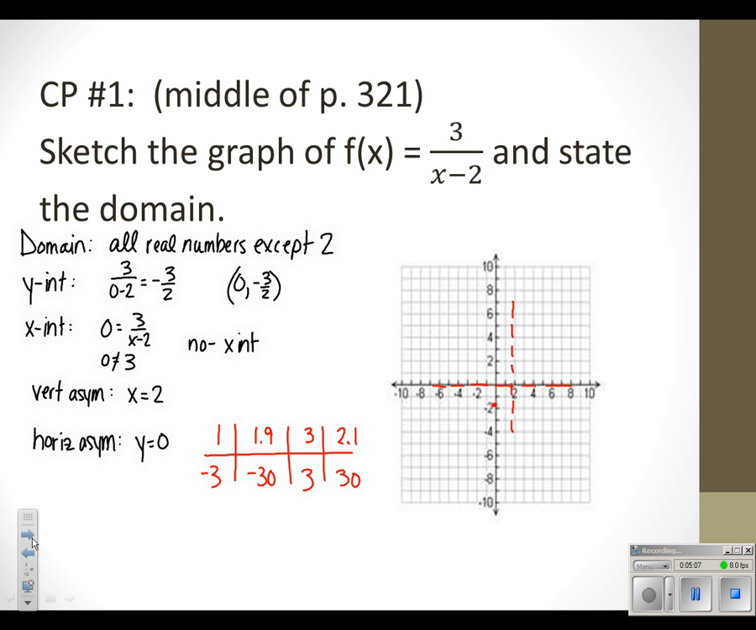So let's plot these points. 1, -3 is here. 1.9, -30 would be way down off of our graph, so I think that gives us the idea that this curve is going to stay right in here. Then we have 3, 3, and we have 2.1 and 30. So again, it's going to go very high, very fast, getting into that 2 line, and it will ease down here to our other asymptote like that.